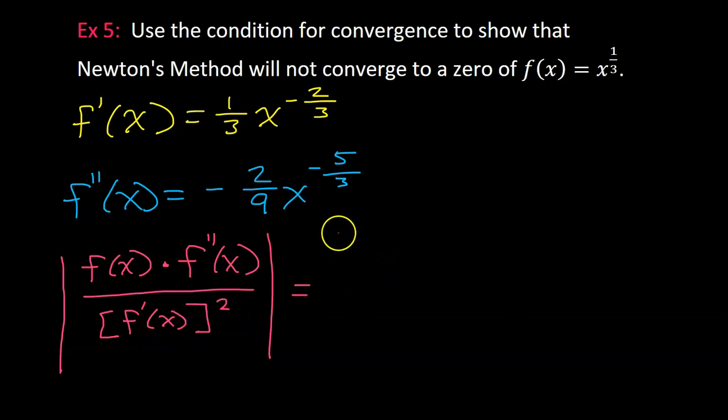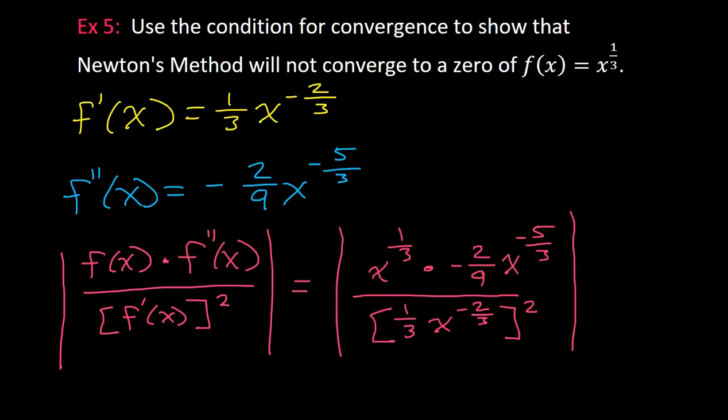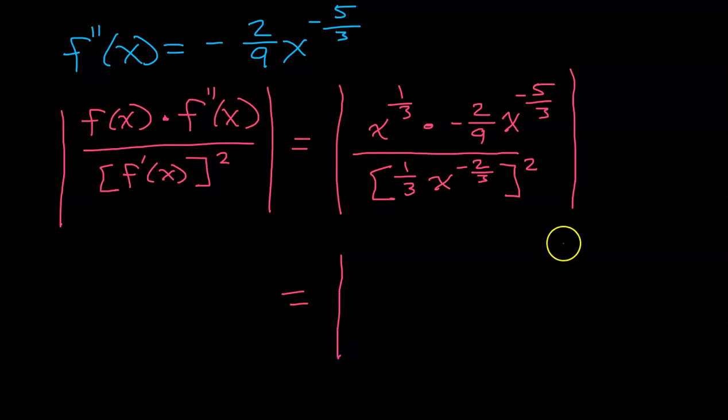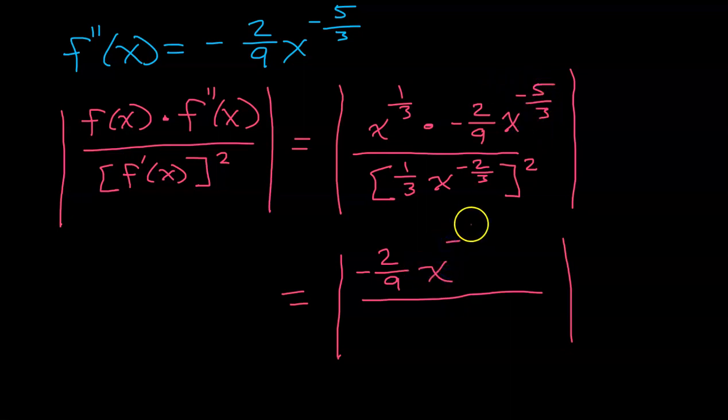So let's go ahead and start setting that up. So you can see that I've put each function in its proper place. So all I have to do now is simplify and then see if it's less than 1 or not. In the numerator, I'm going to keep the negative 2/9, but I can multiply x to the 1/3 power times x to the negative 5/3 power by adding the exponents. 1/3 plus negative 5/3 will be negative 4/3.